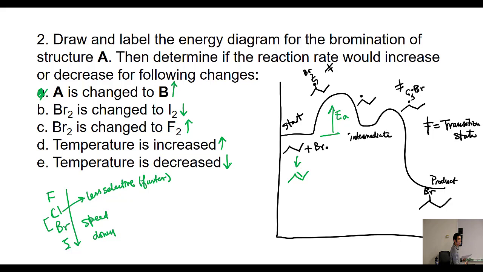Yes, question. I think it's the question you had about the rate limiting step. Sorry, I completely forgot. Okay, so let's talk about rate limiting steps.